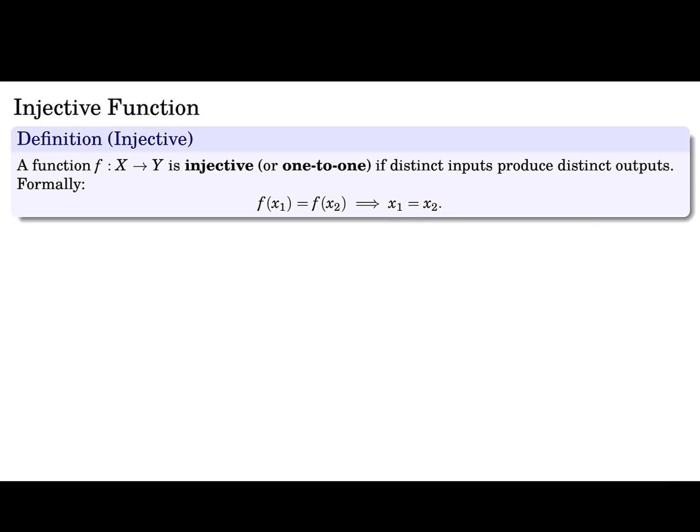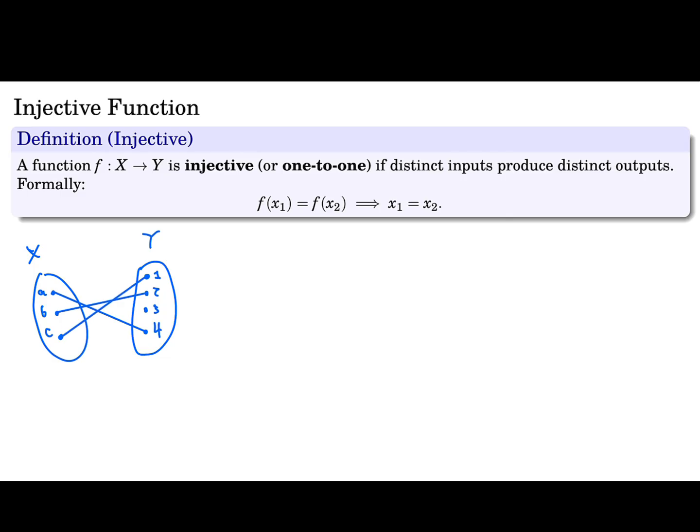And maybe the easiest way to see this is with a small example. Imagine that this is our domain and this is our codomain. Let's say that we have the elements A, B, C here, and in the codomain, we have the elements 1, 2, 3, and 4. Suppose that the function is defined by mapping A to 4, B to 2, and C to 1. So this is our function f.